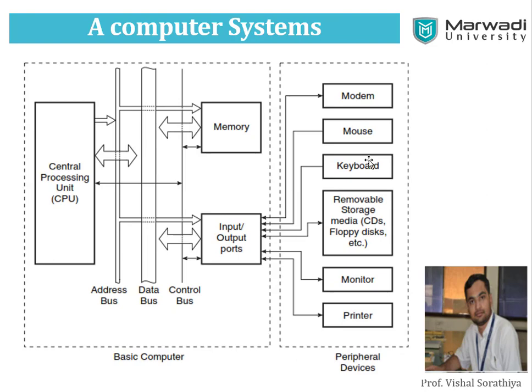Now, extending the computer system in terms of input and output ports, these are like the modem, mouse, keyboard, removable storage like floppy disk, CD, DVD, display, monitor, and printer. All of that is considered peripheral devices from where we can insert the data or display the data. What data needs to be displayed is controlled by the CPU. These are just peripheral devices which give the data and display the data.